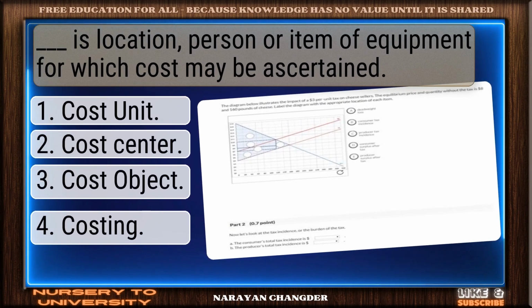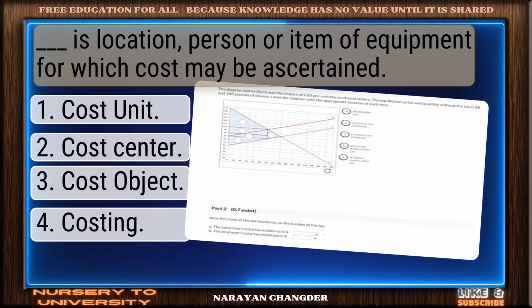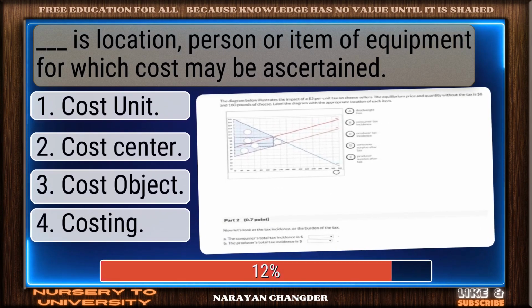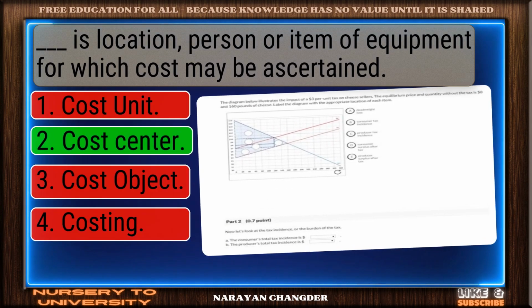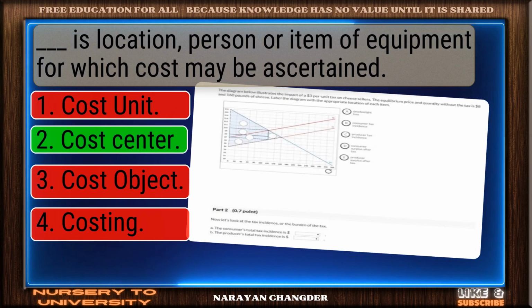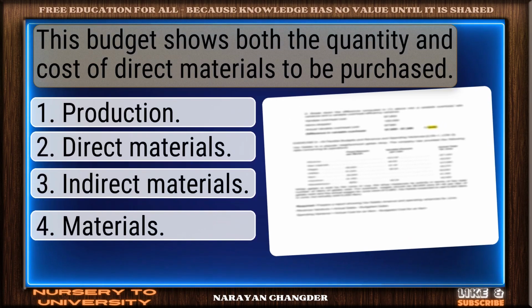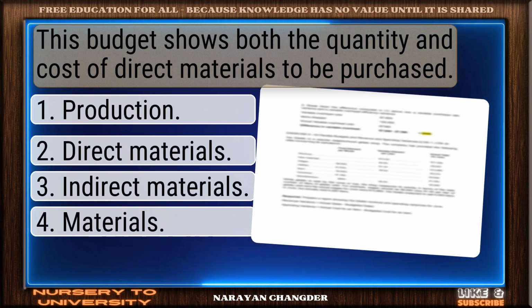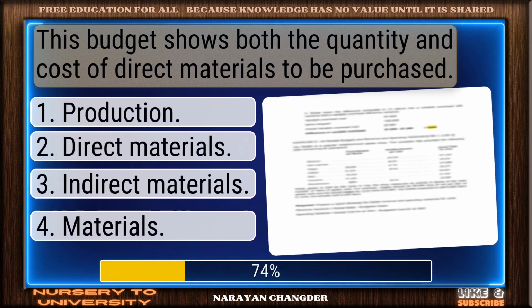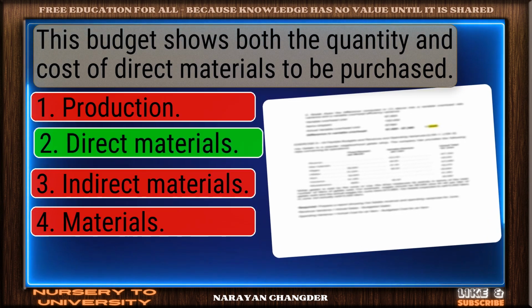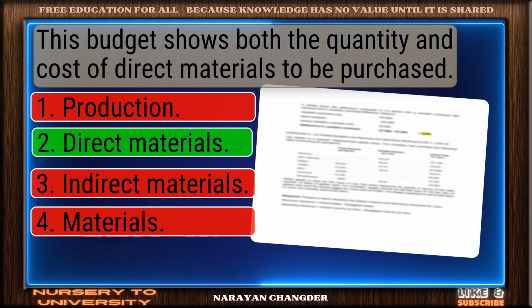Dash is location, person or item of equipment for which cost may be ascertained. Sharp thinking. Cost center is right. This budget shows both the quantity and cost of direct materials to be purchased. Bravo! Direct materials is the answer.